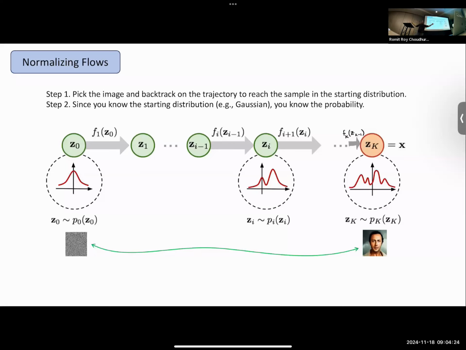And you know the probability of the image. Why? Because you know the probability of the point in the Gaussian, and you take that probability and pass it through all the inverted functions, and you get the probability of the image. So this is very, very cool.